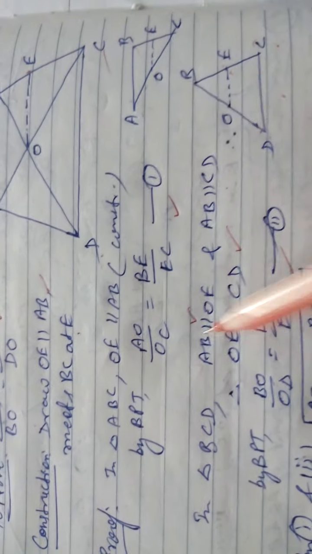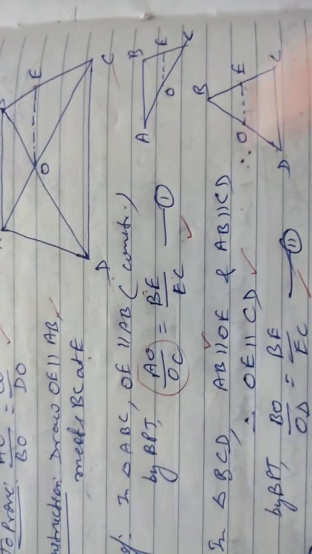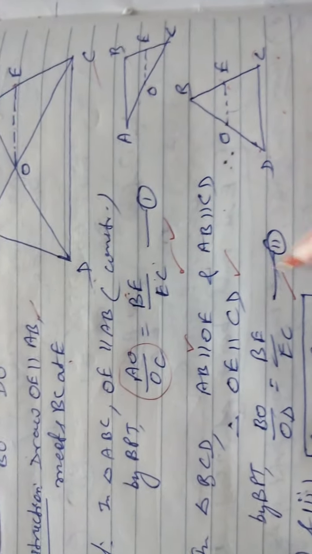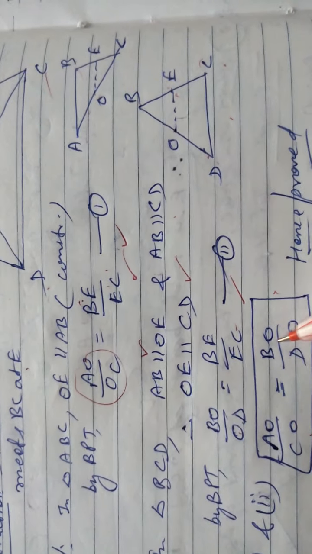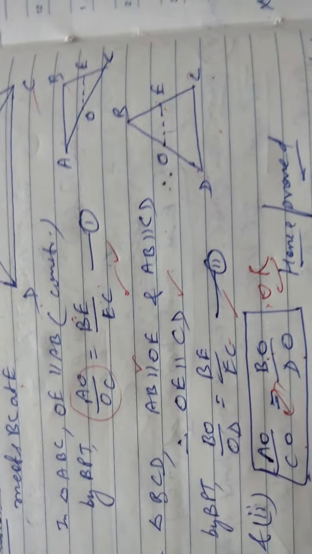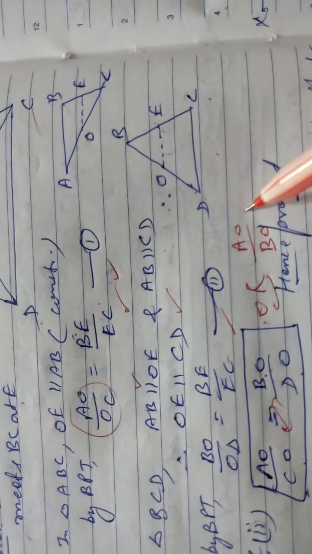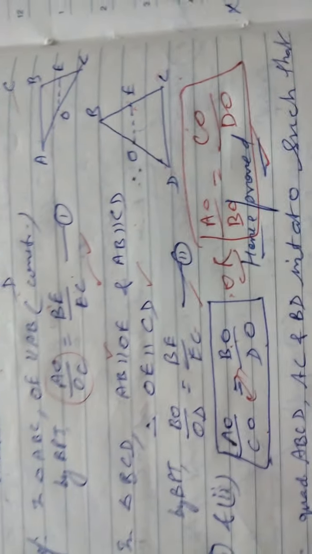By first and second, the right hand side of both, BE upon EC, are equal. Then LHS will also be equal. You get AO upon CO is equal to BO upon DO. What you want is AO upon BO. Here BO is the numerator, so interchange, cross change. So you can write AO upon BO is equal to CO upon DO. Hence proved. It is your proof.